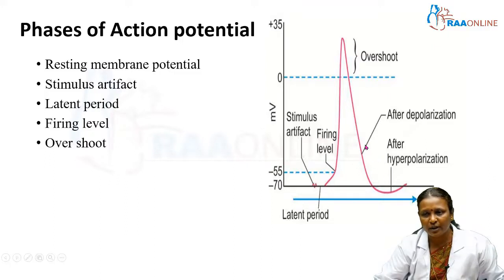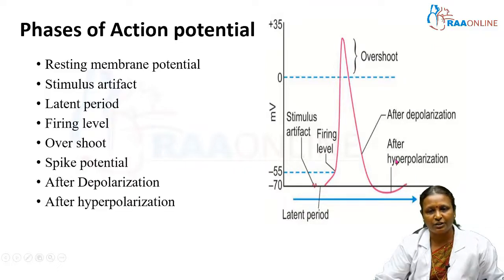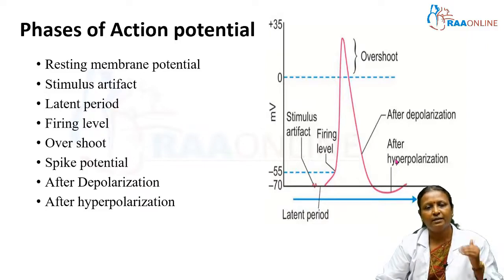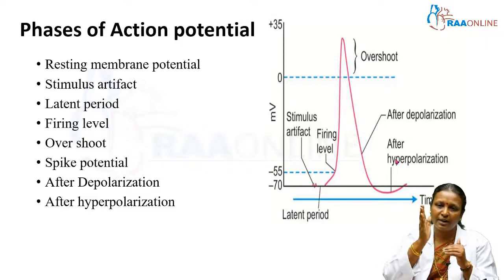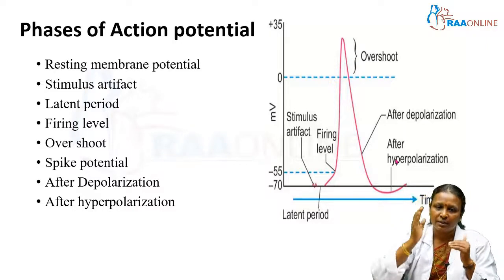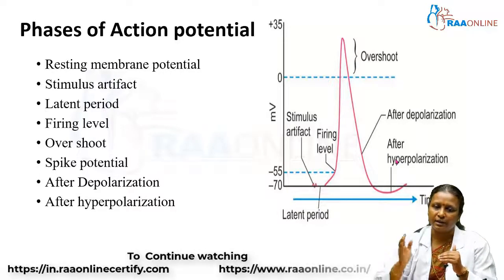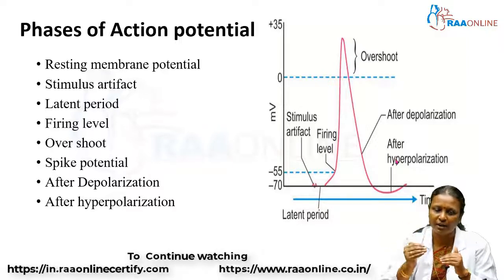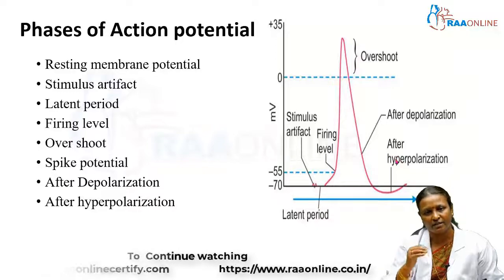The slow repolarization is called after depolarization, and as the repolarizing membrane goes below the resting state, you call that hyperpolarization. So, the phases of action potential are: from the resting state, there is a stimulus artifact, there is a latent period, there is a firing level, depolarization overshoots, the spike potential is there, that is repolarization occurring. During repolarization, you have after depolarization and after hyperpolarization. Each and every phase we will see in detail.